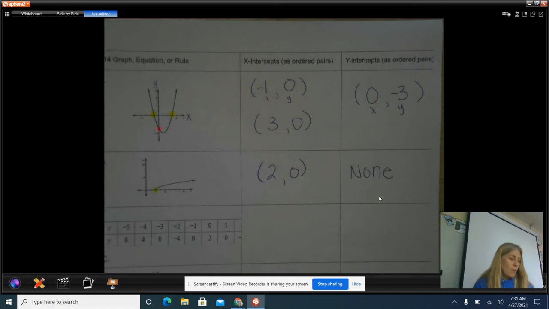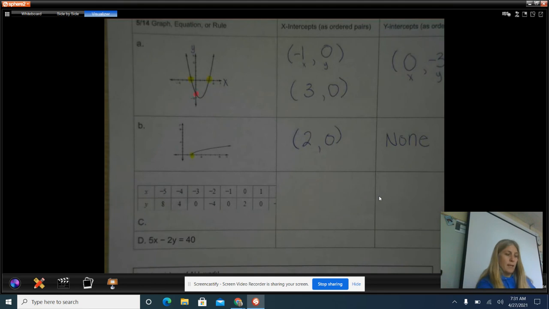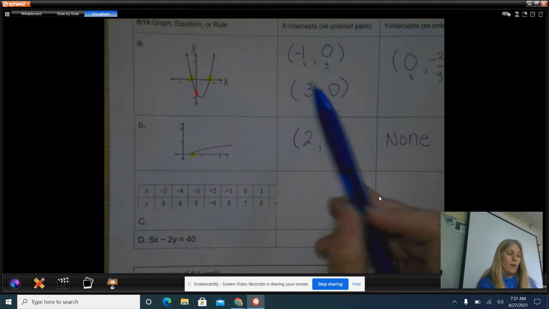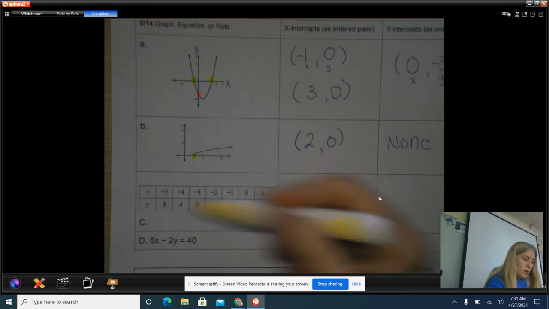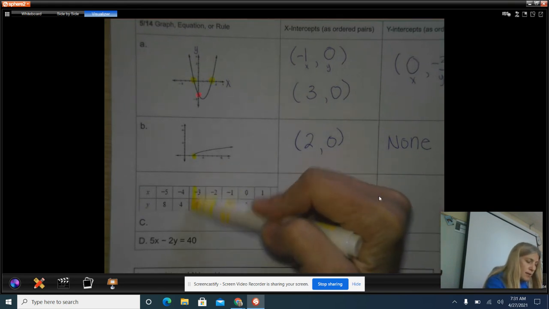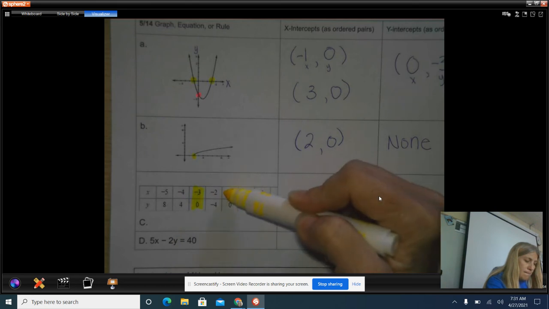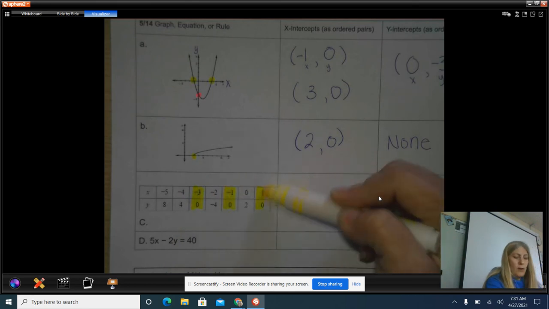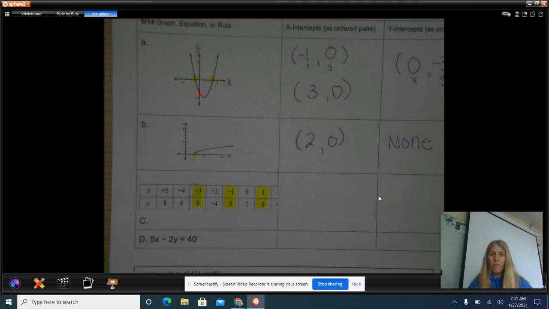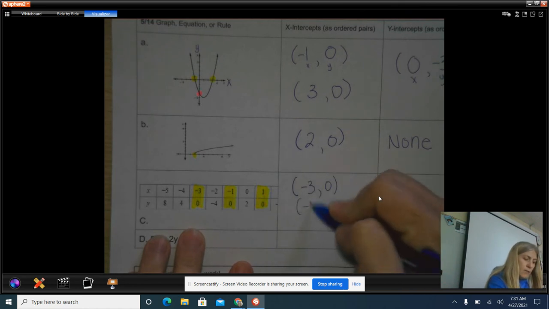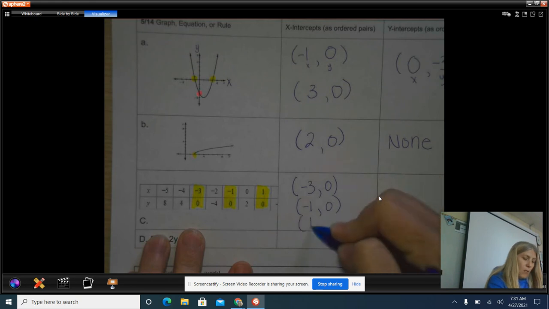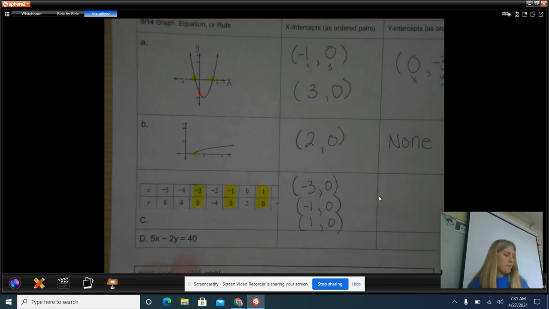There's none. Okay, now we're looking at a table. So once again, this information that we learned up here, we know x-intercepts are when y is 0. So we look and we see all of our spots where y is 0. And those are going to be all of my x-intercepts. And I'm just going to write them down as ordered pairs, and they're already set up for me. So I have -3, 0, -1, 0, and finally 1, 0. So I have 3 of those.